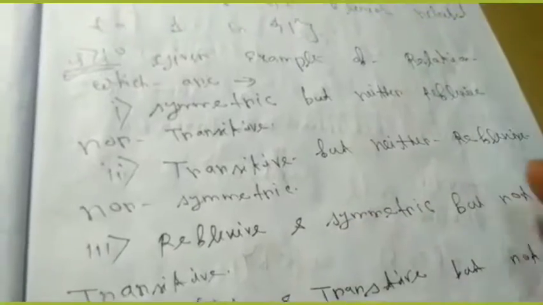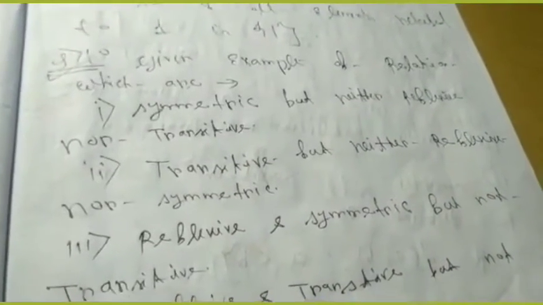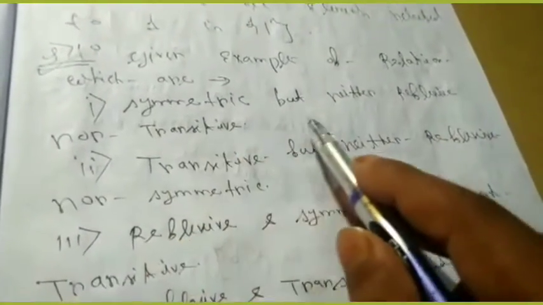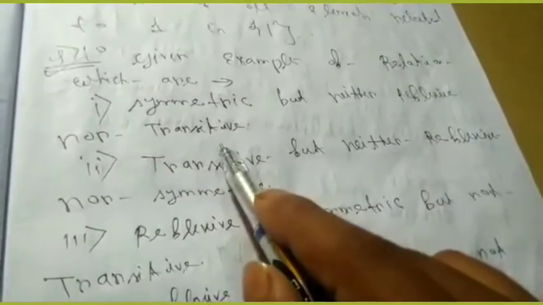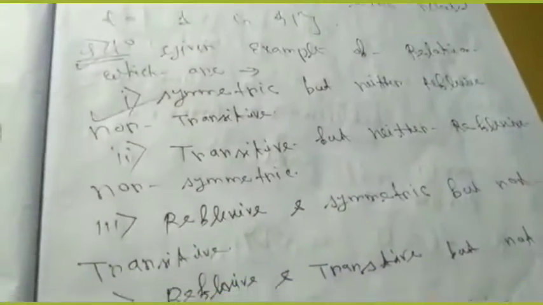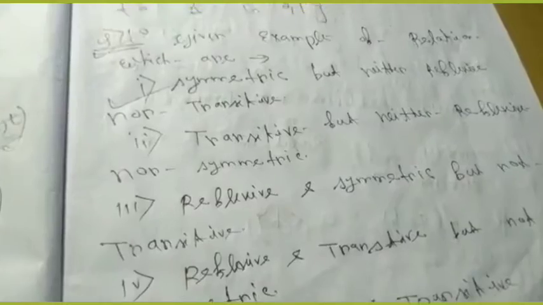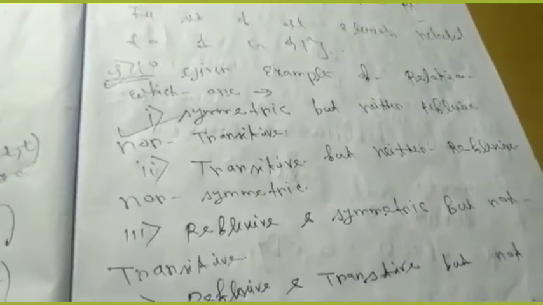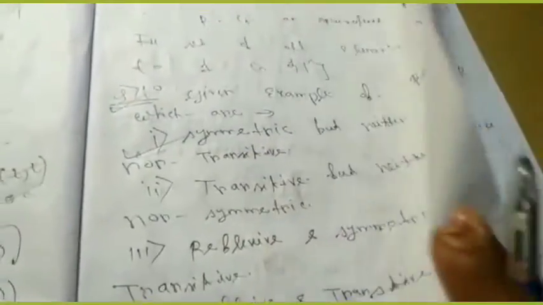I had already discussed this in the previous demo class. It says: give an example of a relation which is symmetric but neither reflexive nor transitive. I will discuss only one example, and the rest you can do as homework. Okay, I will discuss the first one. The first one is A equal to {5, 6, 7}. Suppose we assume three elements 5, 6, 7.